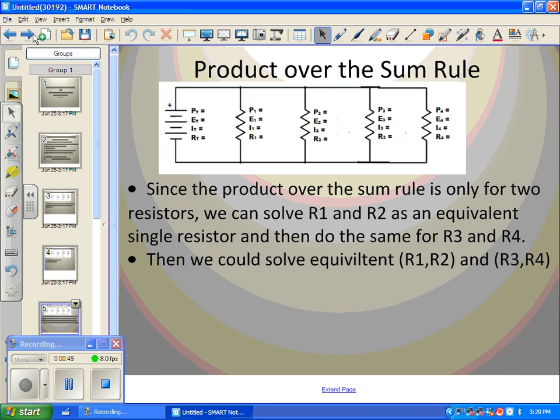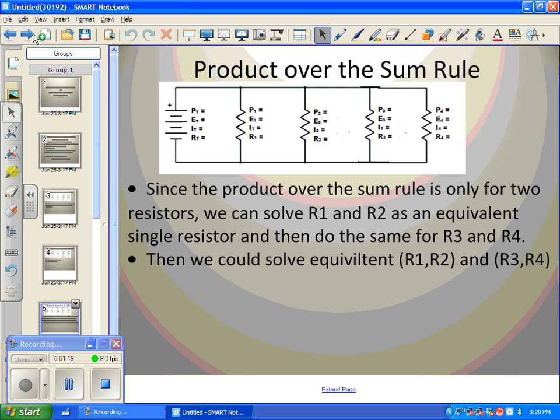Now, let me tell you the advantage of product over the sum. You can do it with your daughter's 3rd grade calculator that cannot do square roots, that cannot do reciprocals, it cannot do hardly anything except add, subtract, multiply, and divide. If you can add, subtract, multiply, and divide, you can do product over the sum. Now you say, how will that help me do 4 resistors? Because there are 4, there aren't 2.